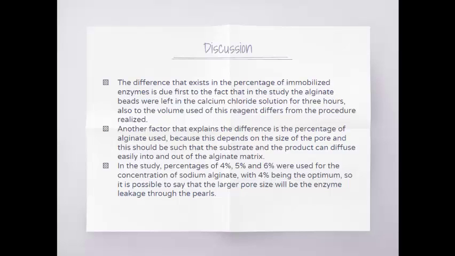Another factor that explains the difference is the percentage of alginate used, because this depends on the size of the pore, and this should be such that the substrate and the product can diffuse easily into and out of the alginate matrix. In the study, percentages of 4, 5, and 6% were used for the concentration of sodium alginate, with 4% being the optimum. So it's possible to say that with a larger pore size there will be enzyme leakage through the pearls.